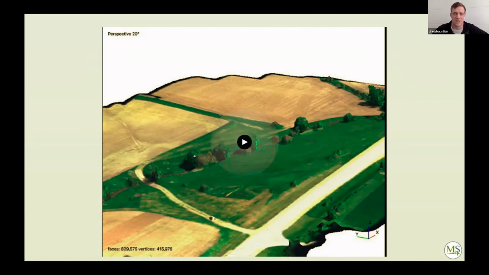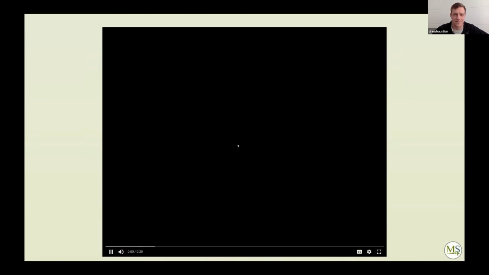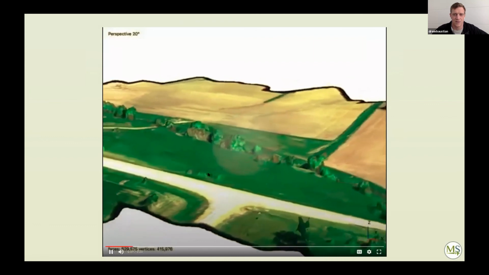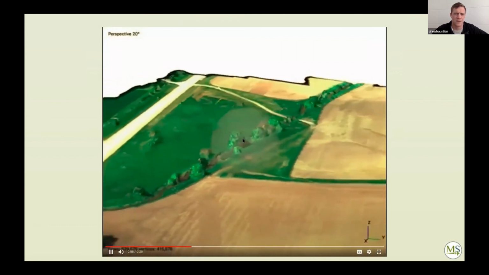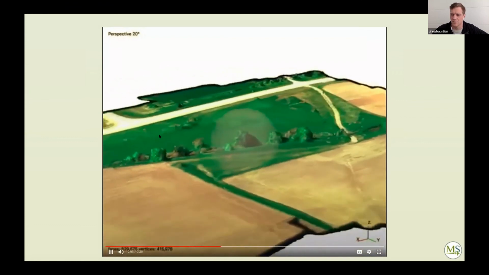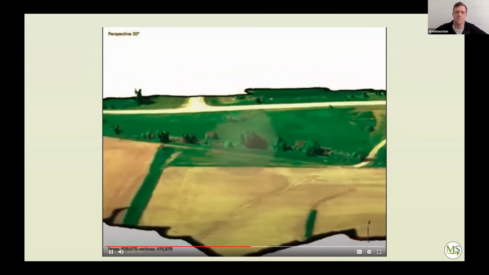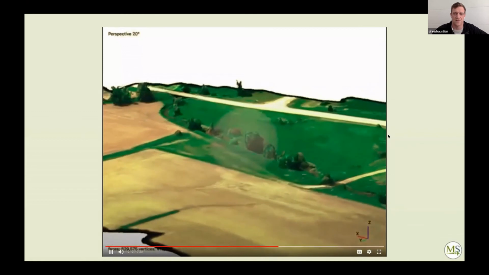So this is a pasture, again, out at my family's farm place that I flew with our Altum camera. And I thought the 3D model was actually pretty decent. So I'll try playing that. Hopefully it works for you guys. I think this was captured at like 100 meters. But you can see there's a little stream that runs through the middle. And this is a bare field, this is a pasture.